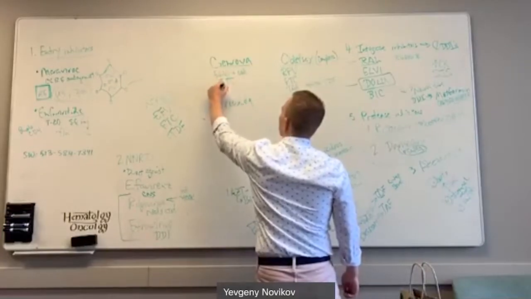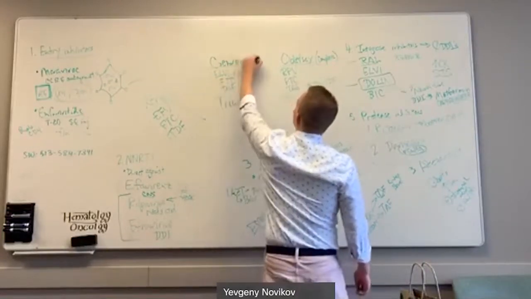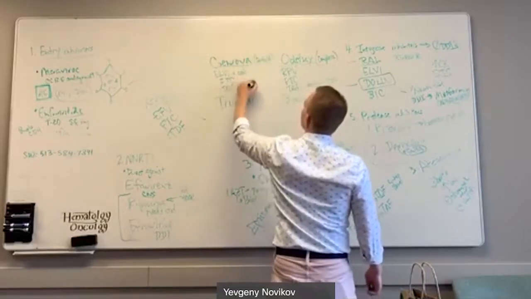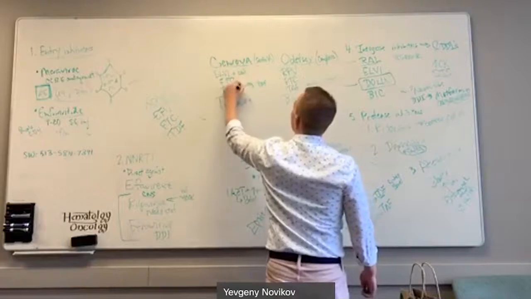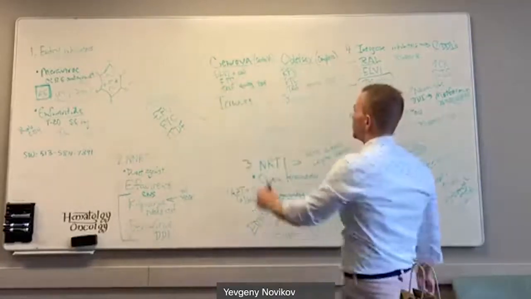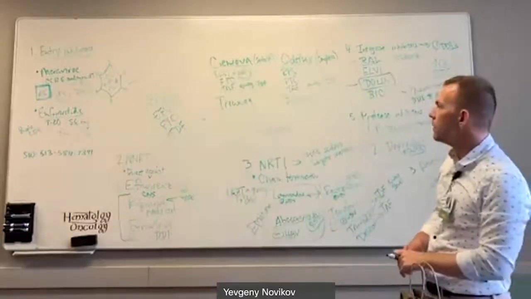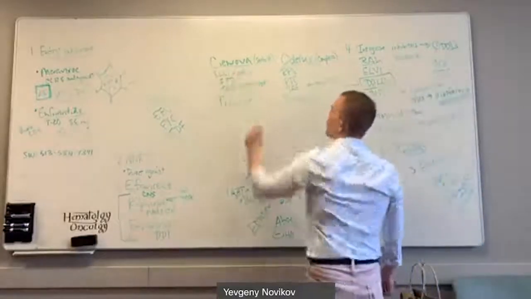Emtricitabine and TAF. Genvoya used to be called Stribild when it had old tenofovir. All right. So that's really important because it's also a CYP450 inhibitor, so you have to watch for drug-drug interactions when you put them on this.